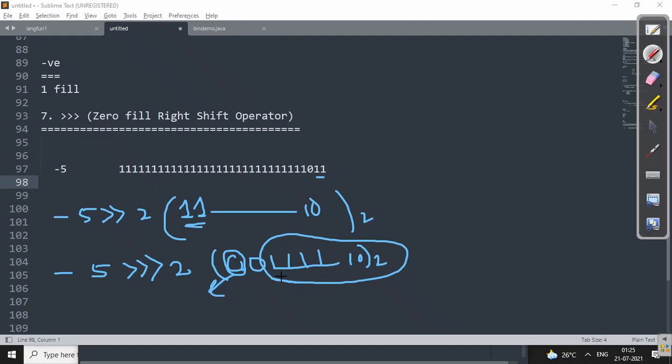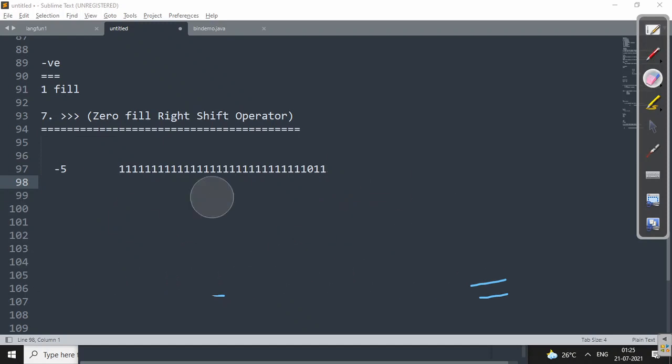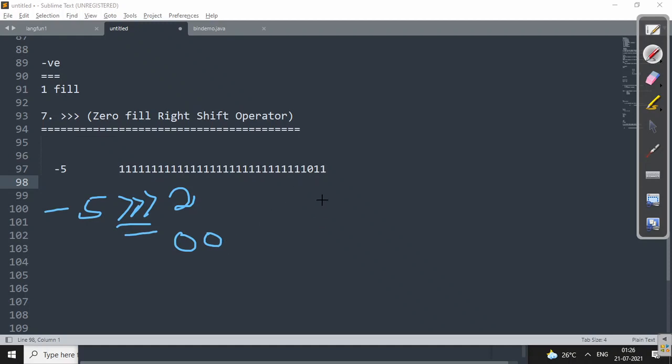Can you imagine how big the number will be? If you want to convert, you can convert. If you want to write it very clearly, we can do that. Suppose I am writing -5 0 fill right shift 2, or unsigned right shift 2. What will happen? We need to add 2 more zeros here, and finally the last one will be 1 0.